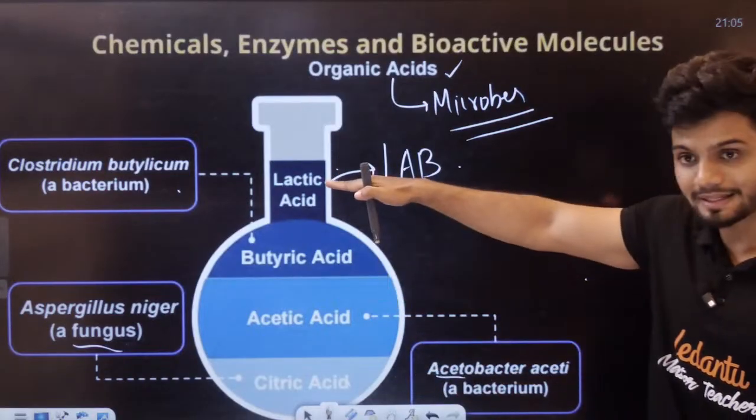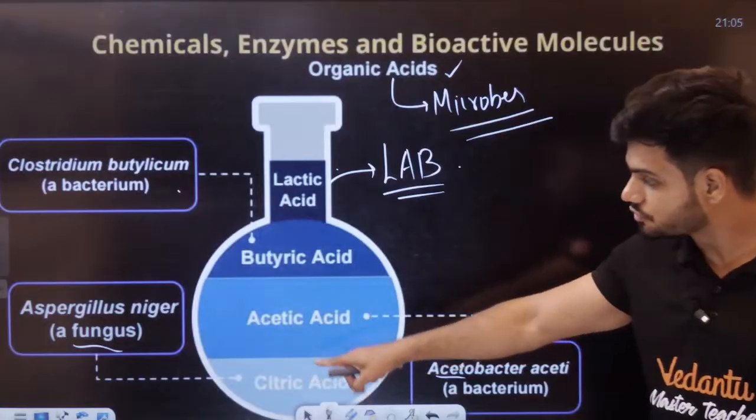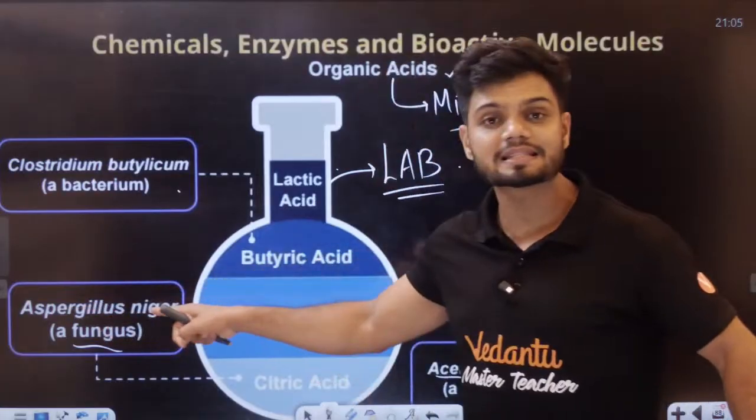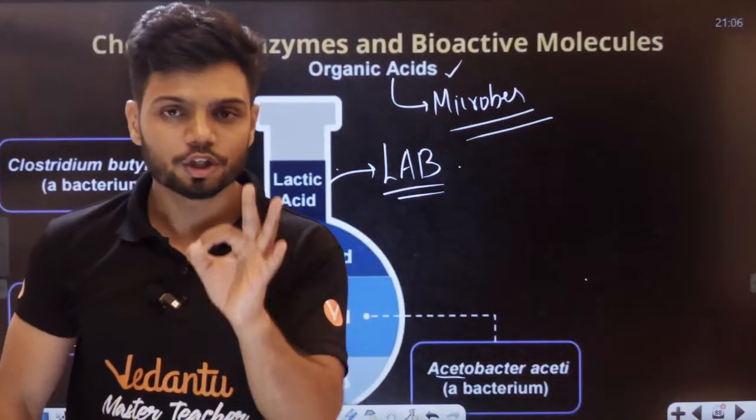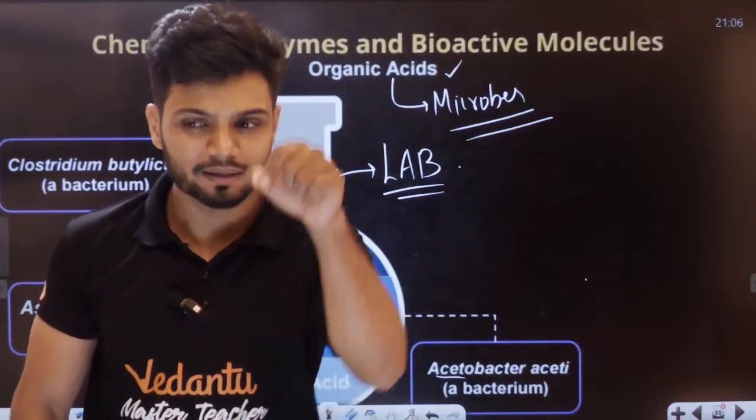All three are from bacteria, while citric acid is from a fungus, that is Aspergillus niger. Now, students, I'll give you exactly 10 seconds to look at the board and try to remember it right now itself.